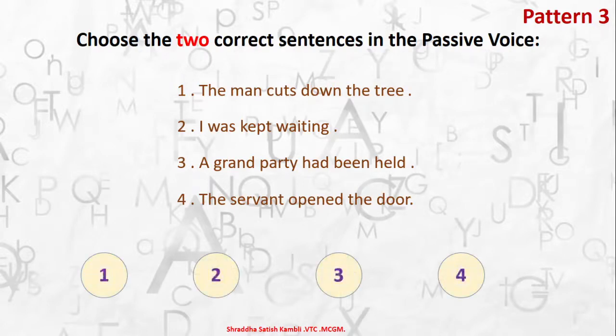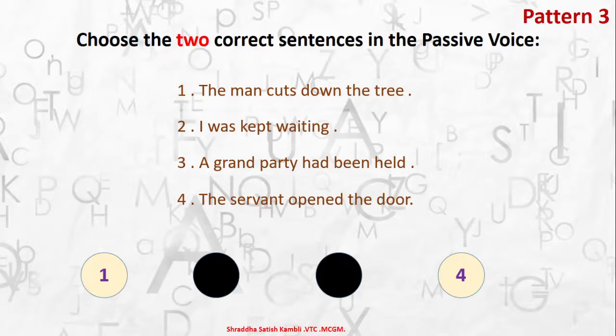So out of these 4 sentences, which 2 are in the passive voice? What do you think? The first and second, or the second and third, or the third and fourth, or the first and fourth? So which 2 sentences are in the passive voice? So let's see. So you have the second one, I was kept waiting, in the passive voice. And then you have the third one, a grand party had been held, in the passive voice.